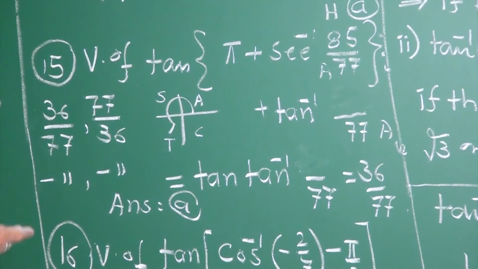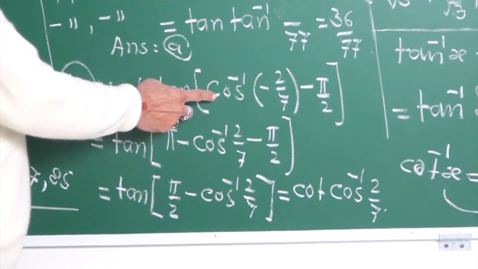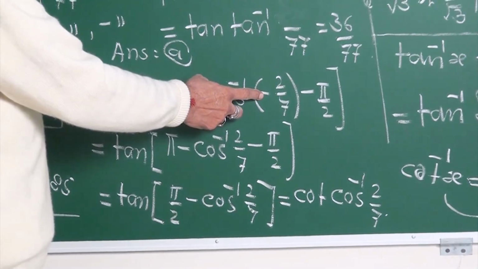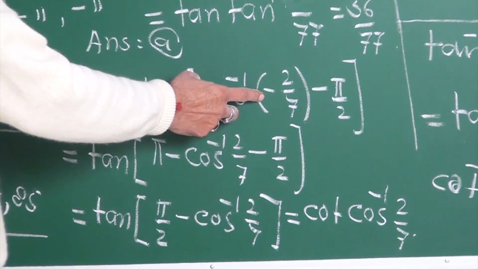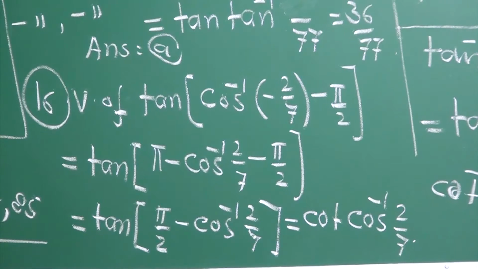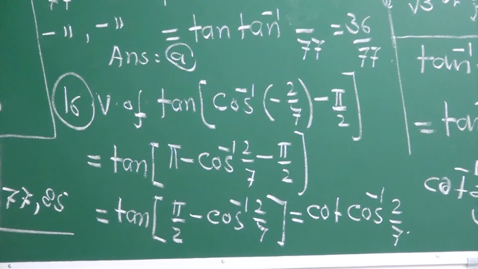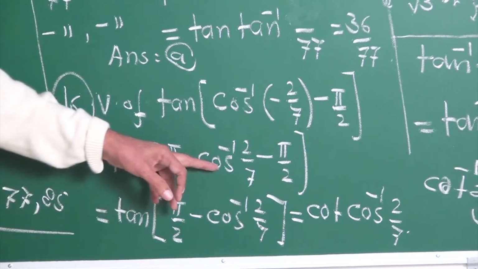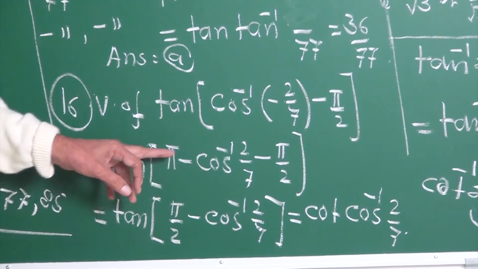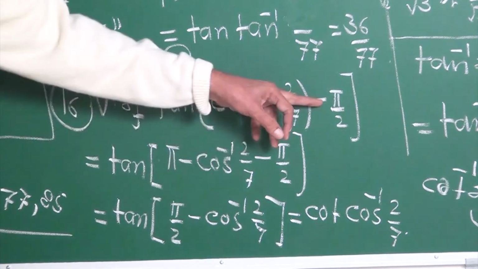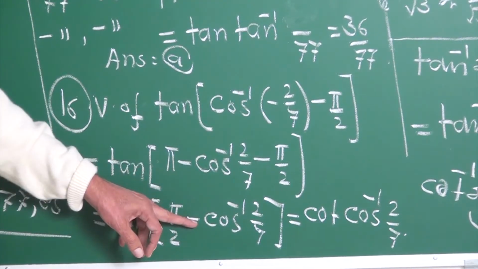Similar type above. 16 is a similar type of 15. Value of tan of cos inverse of minus 2 by 7 minus pi by 2. Yes, my friend, you know, cos inverse of minus x is pi minus cos inverse x. Properties of inverse trigonometric functions. Pi minus cos inverse 2 by 7 minus pi by 2. Pi minus pi by 2 is pi by 2 minus cos inverse.